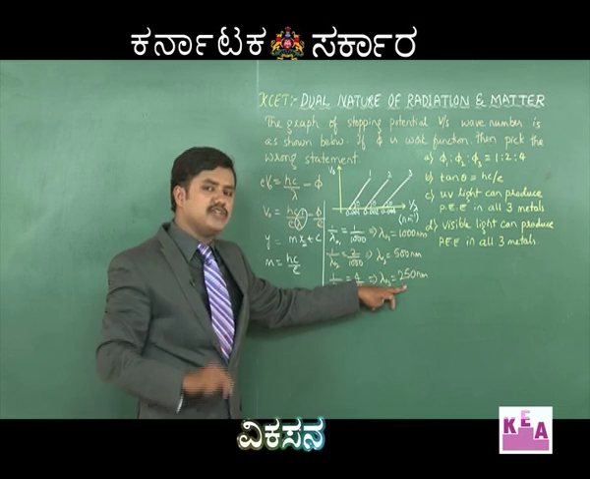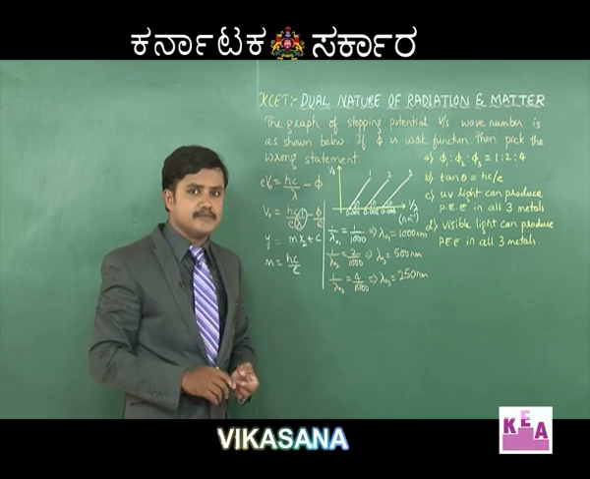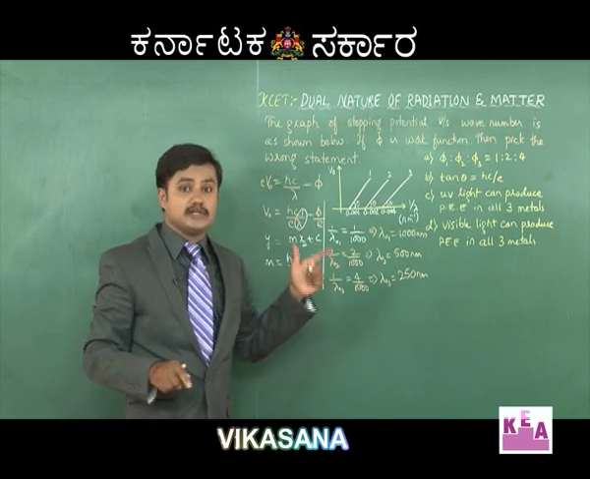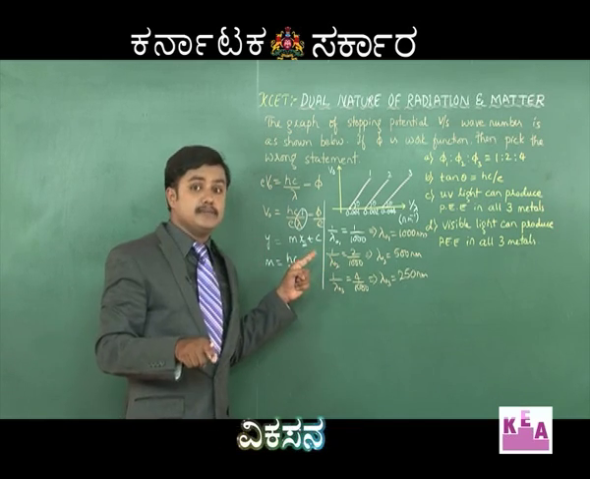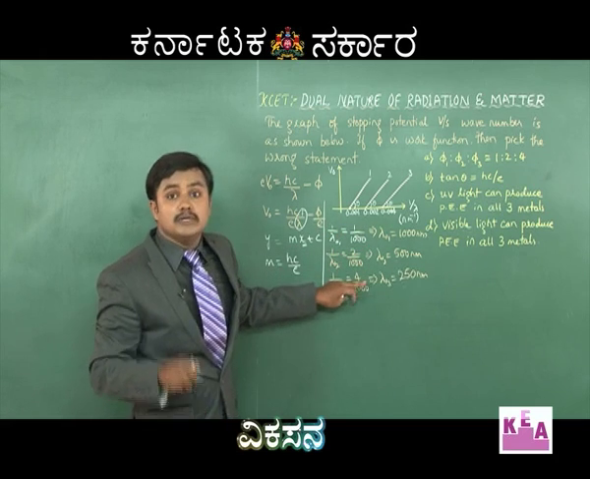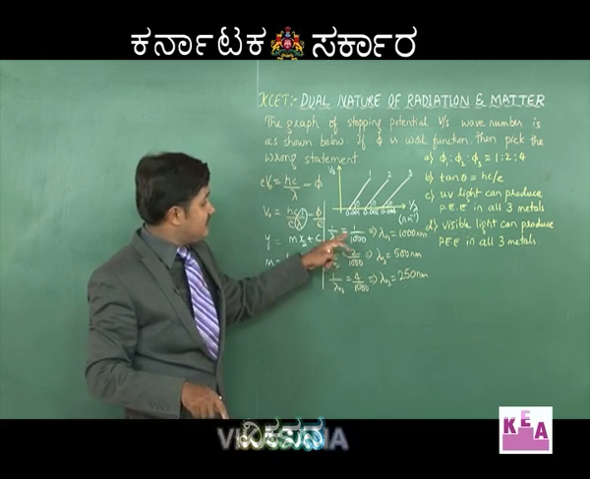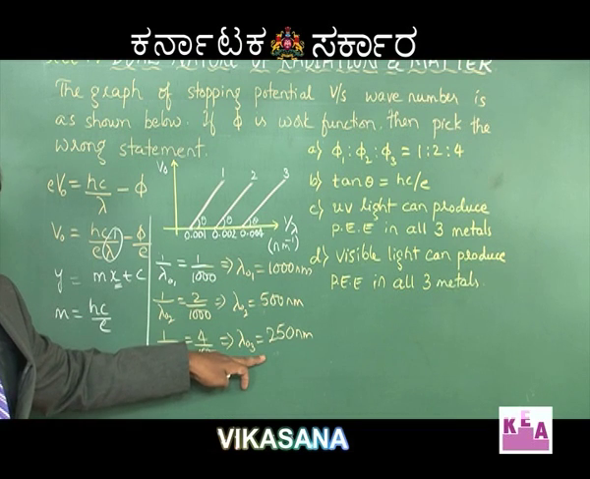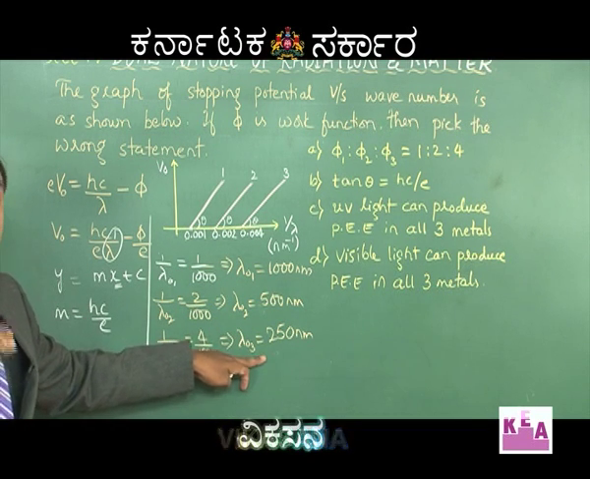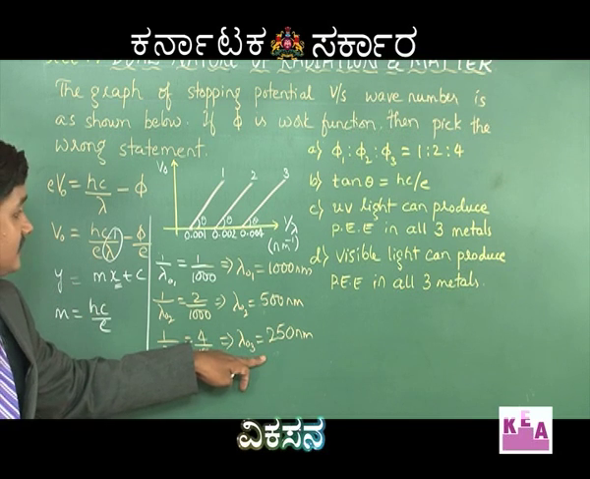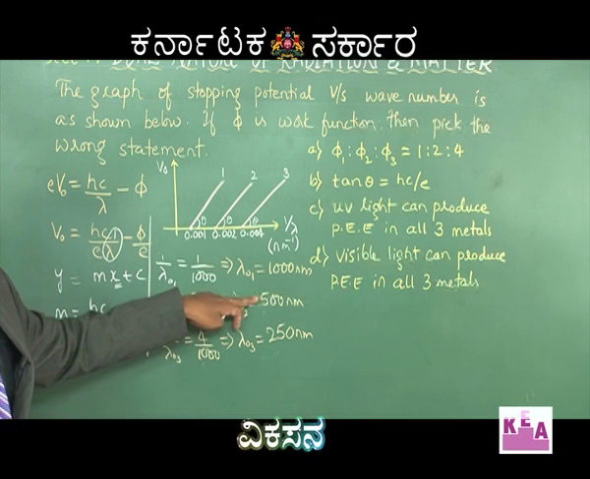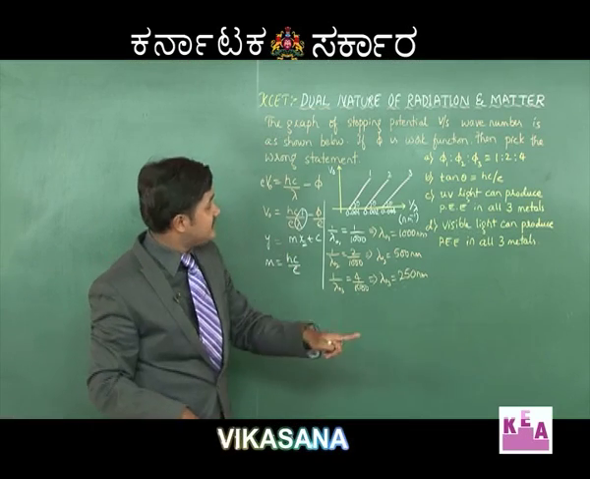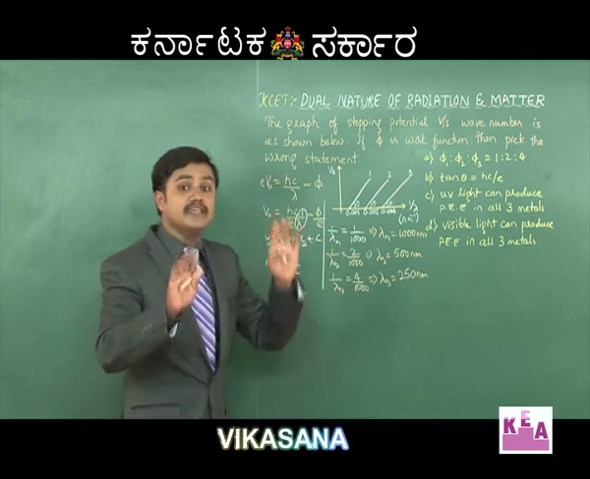Do I get any information about the work functions? Work function phi is equal to hc by lambda naught. So work function is inversely proportional to the threshold wavelengths. The threshold wavelengths are in the ratio 4:2:1. So what should be the ratio of work function? Just the reverse of that, that is 1:2:4. Look at option A. Phi 1 is to phi 2 is to phi 3 is 1:2:4 is the right answer.